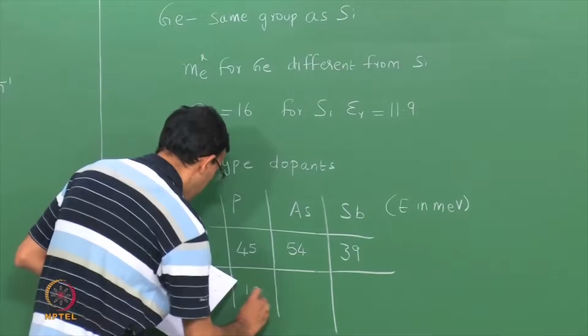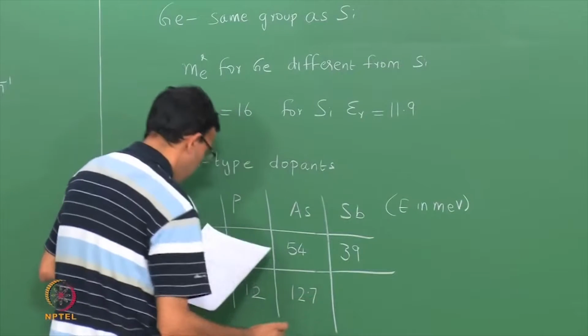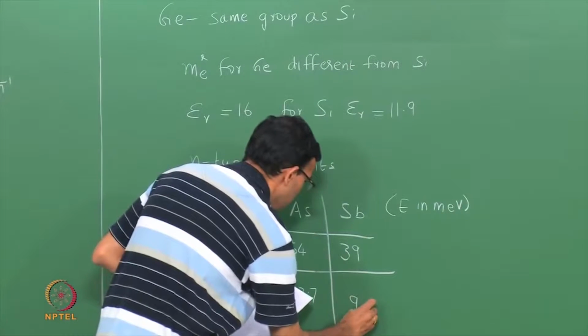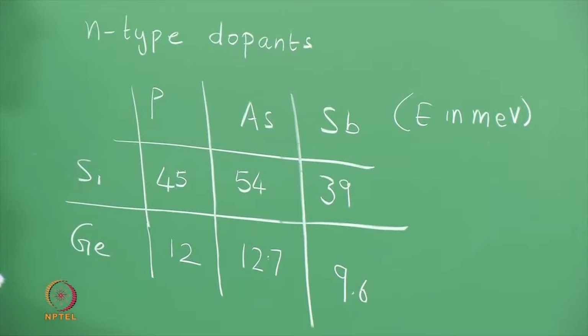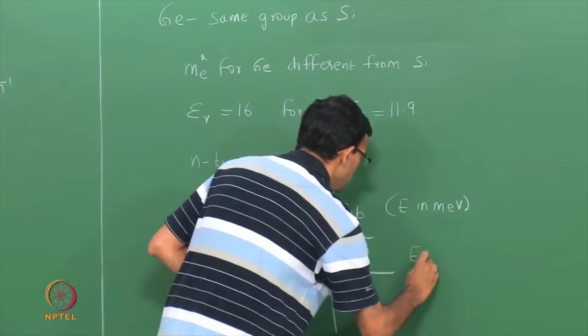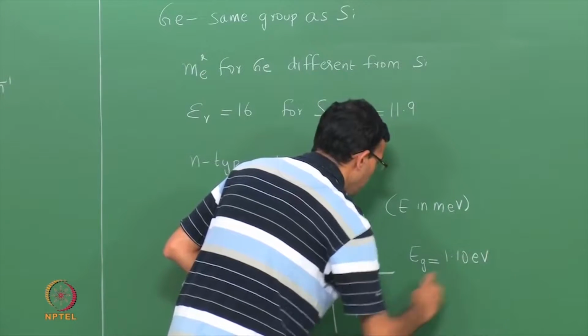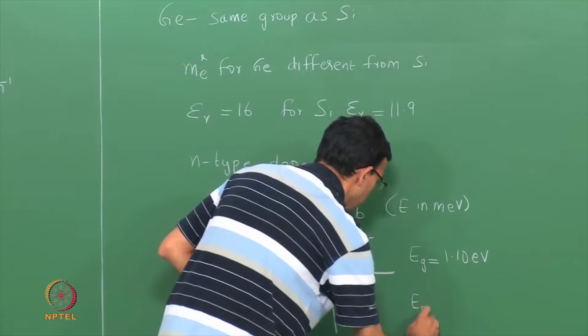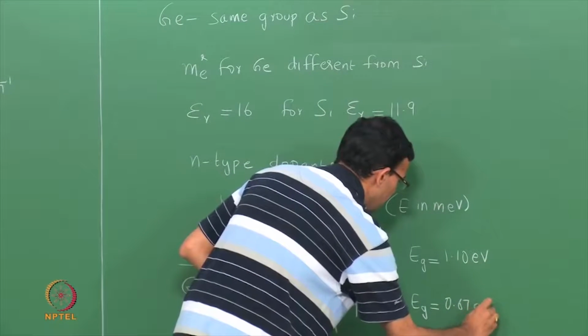Similarly, in the case of germanium, we will find that the ionization energies are very small. So, this is around 12, 12.7, 9.6. If you remember, the band gap of germanium is also smaller. So, at room temperature Eg for silicon is around 1.10 electron volts, Eg for germanium is around 0.67 electron volts.